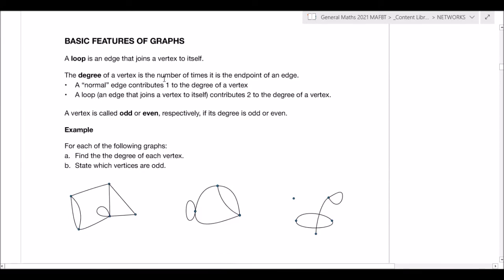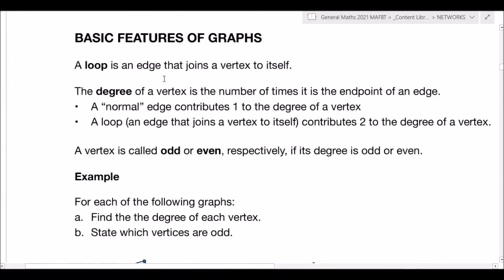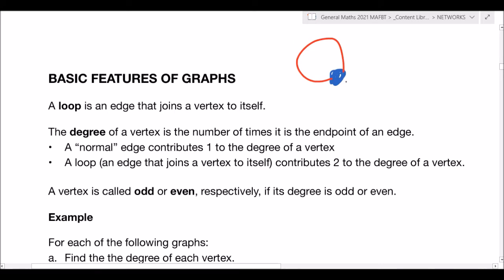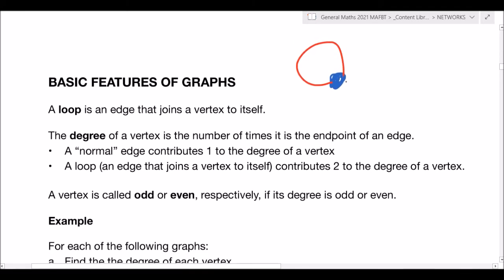So, other basic features of a graph. We know about our edges and our vertices. Edges are your lines, vertices are your dots. But we've also seen this before, a loop. A loop is a type of edge that joins a vertex to itself. So here's an example of a loop. There's my vertex, and a loop could be something like that. We've seen loops before in matrices, where that means they connect to themselves. Okay, so that's one term for what a loop is.